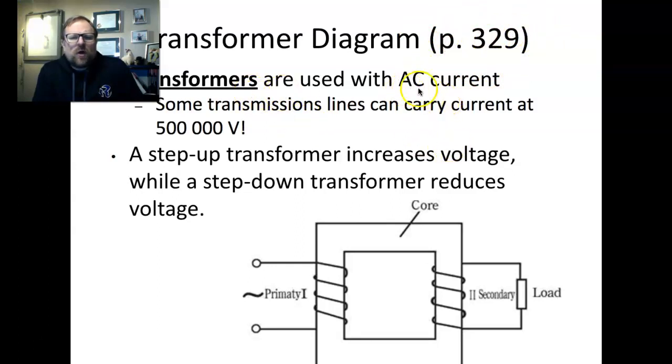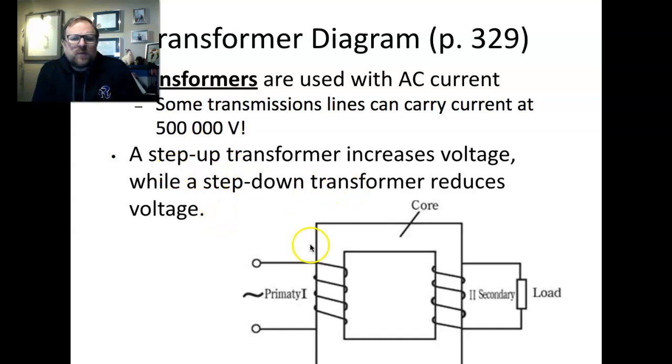Transformers are used with alternating current, and some transmission lines can carry up to 500,000 volts depending on the size of them. You don't want that running into your house, because not only is it ridiculously dangerous, but it will blow every single fuse in every single system in your house.